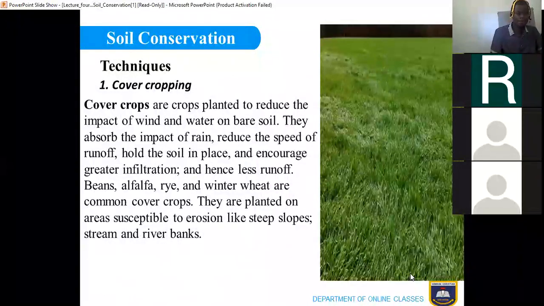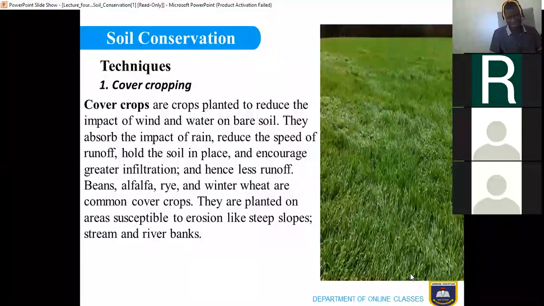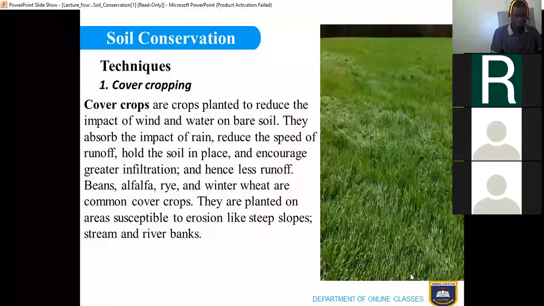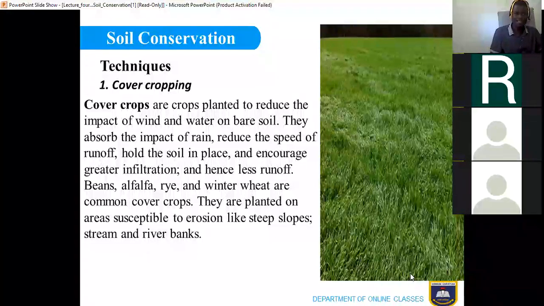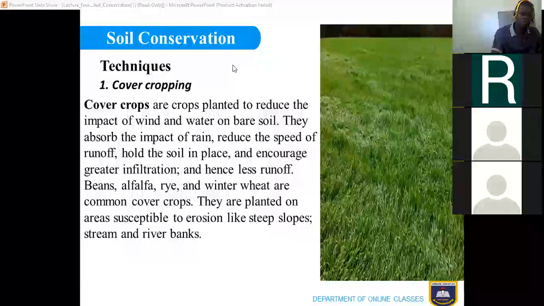Now let's delve into some of the techniques that are used in conserving the soil. Bear in mind that any activity that we choose to conserve the soil must at the same time protect the soil from erosion, preserve the nutrients in the soil, or probably add more nutrients, and then also conserve the water that is in the soil. All right. So the first I want to talk about is the cover cropping.